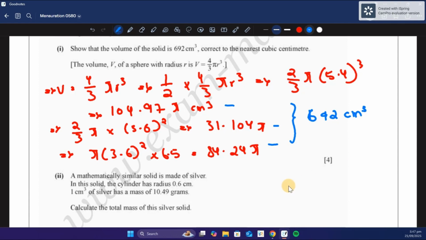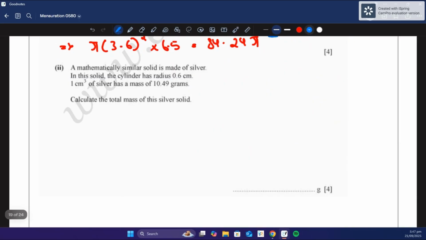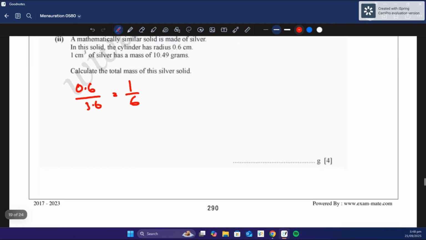All right, perfect. Part 2. Find the scale factor. Okay, so first we'll need to find a scale factor to get the total mass, because this is not at scale. So the scale factor would be 0.6 over 3.6, which is 1 over 6. Now we're going to do 1 over 6 cubed, which would give us 1 over 216.